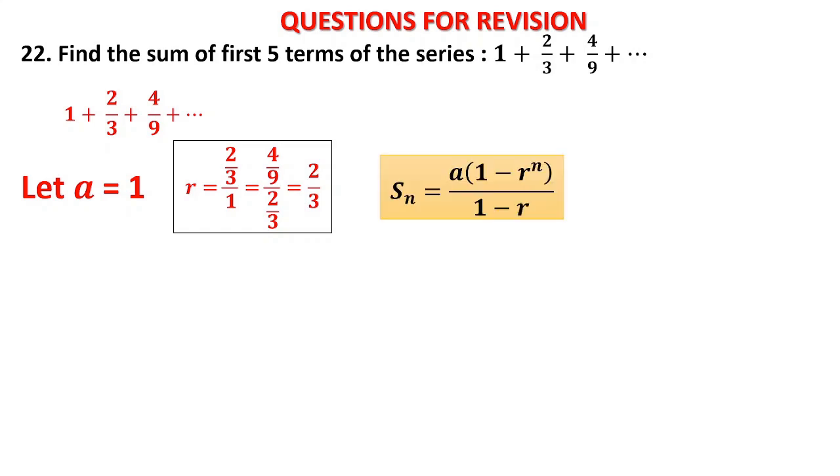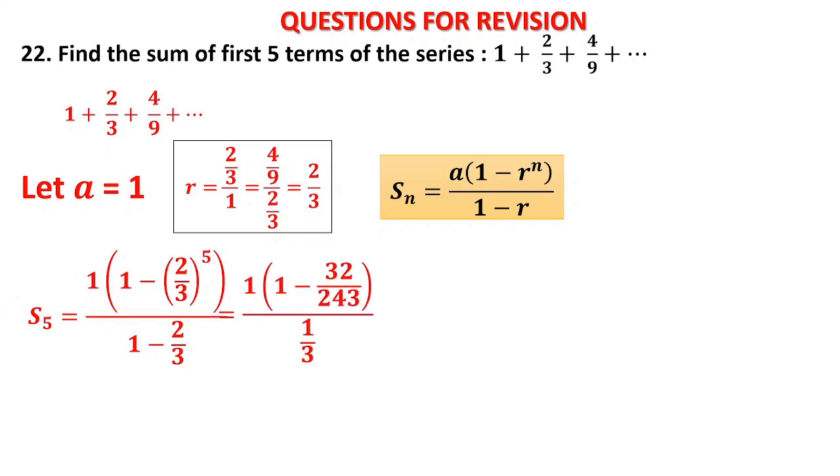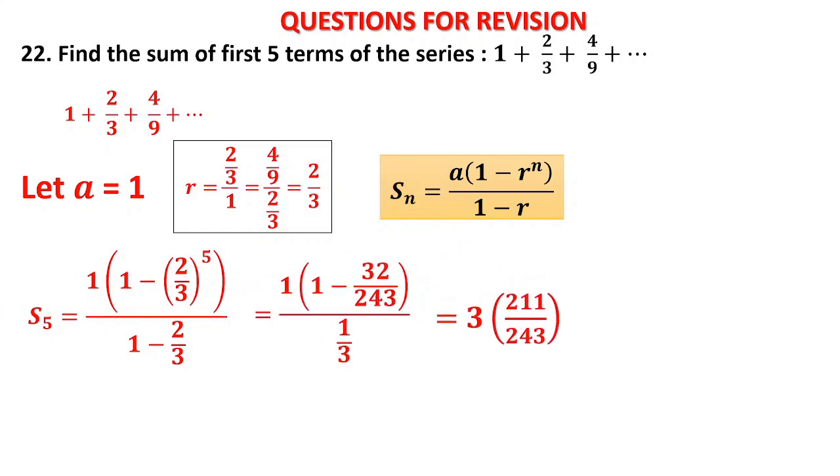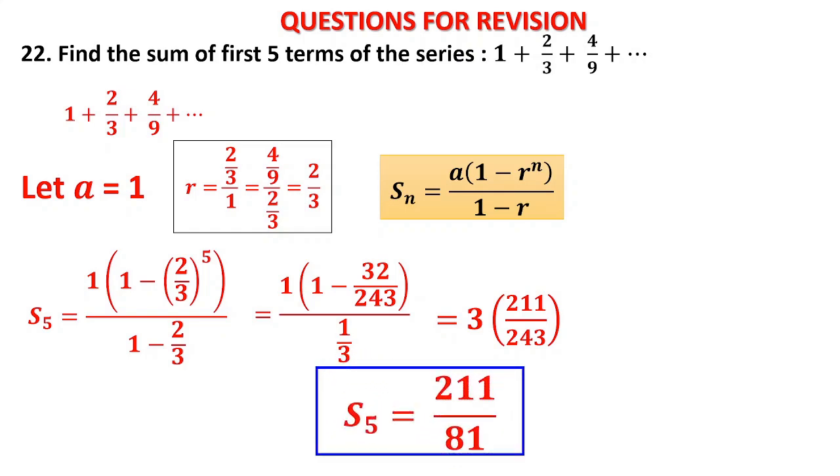Let us use the formula Sn equals a into (1 minus r power n) by (1 minus r). Therefore a is 1, r is 2 by 3. (1 minus (2 by 3) power 5) by (1 minus 2 by 3). What is 1 minus 2 by 3? It is 1 by 3. So 3 multiplied by 211 by 243, and the answer is 211 by 81.